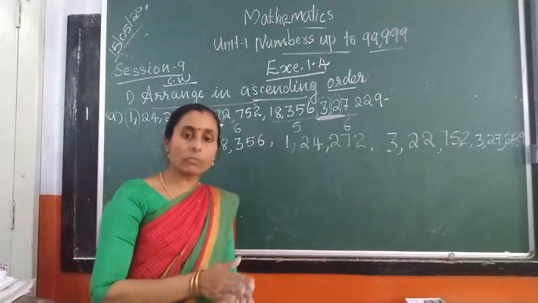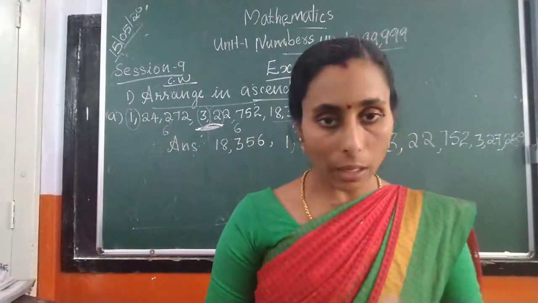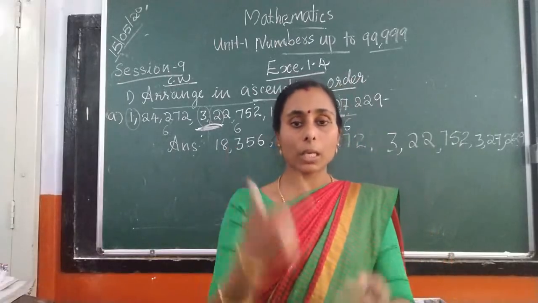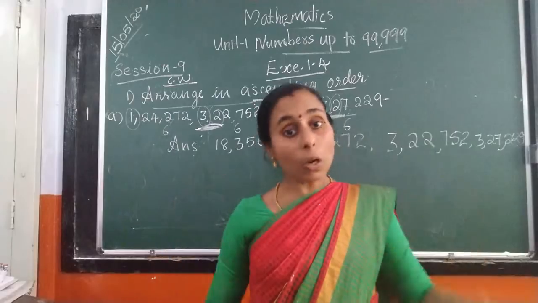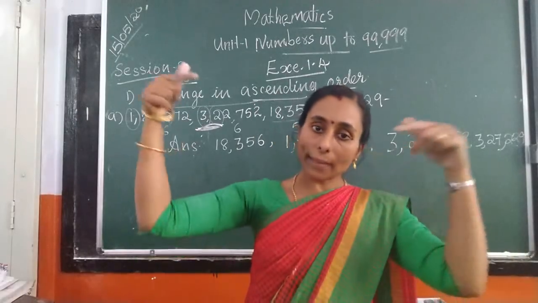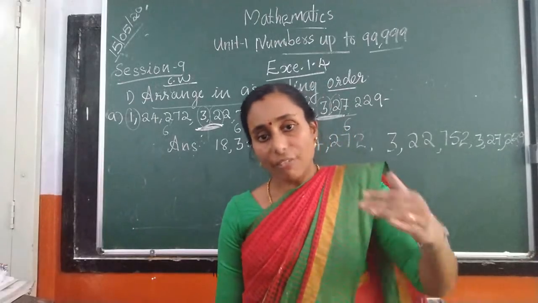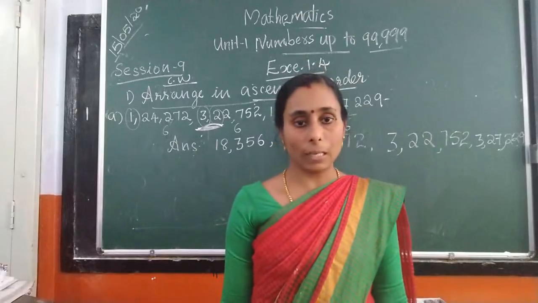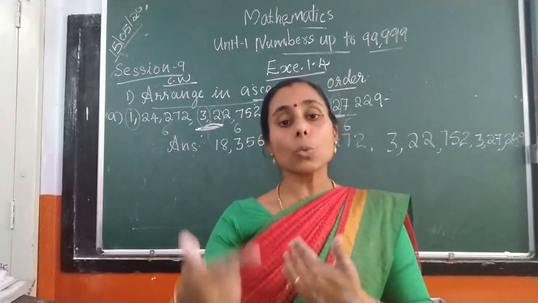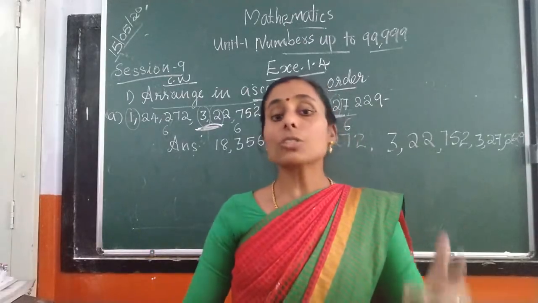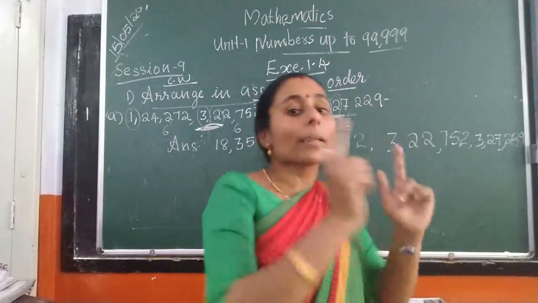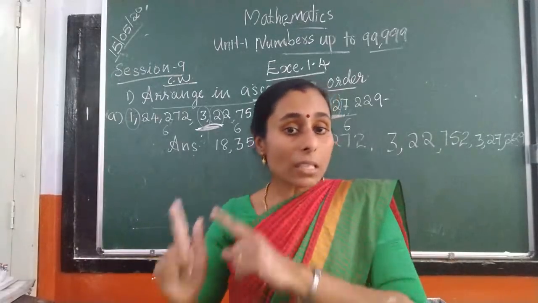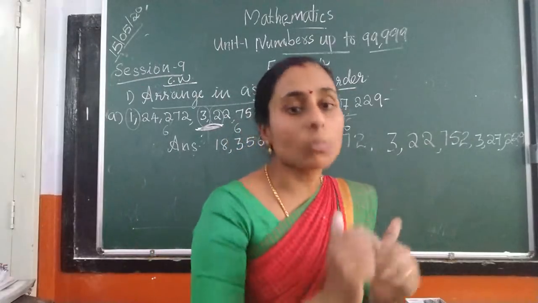Once again, I will explain. First, you have to count the digits in all the numbers. In a question, if there is a 3 digit number, 4 digit number, 5 digit number, 6 digit number, we can say the 3 digit number is the smallest one, the 4 digit number is smaller than the 5 digit number, and the 5 digit number is smaller than the 6 digit number. A 6 digit number is greater than all other numbers. Then if two or more numbers have the same digits, we should compare the highest place, and the number with the lesser place value is the smallest number.